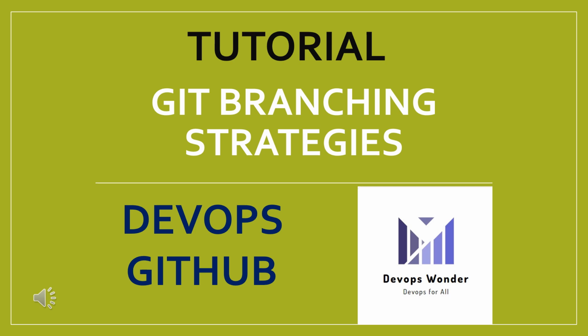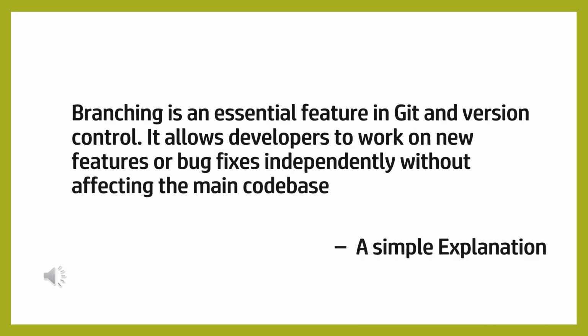In this video we are going to see a GitHub tutorial. We are going to see about Git branching strategies. So what is a branch? A branch is an essential feature created in Git and the version control system. It allows developers to work on new features or bug fixes independently without affecting the main code base. Once that is done, we can merge it in the mainstream branch.